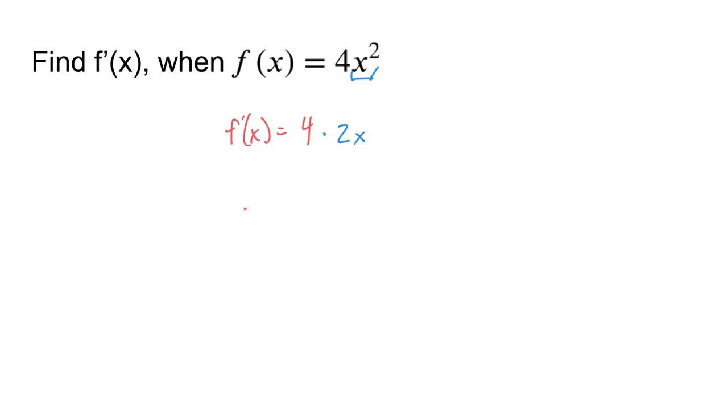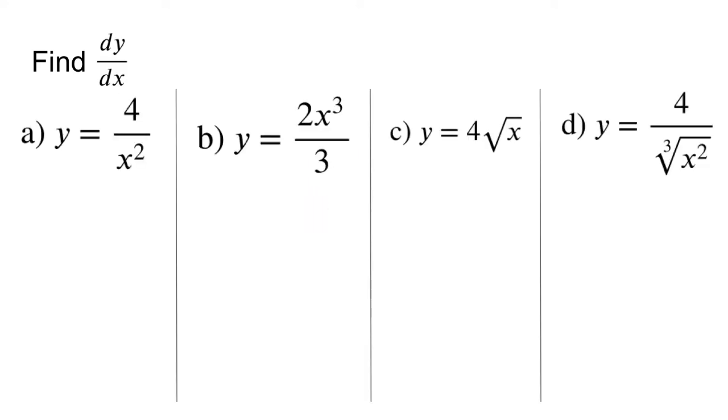So my final answer for the derivative, f prime of x, equals 8x. Not bad. Let's take a look at a couple more examples. And again, with these problems, half the battle is going to be rewriting it in that form that we have, that constant times the function.